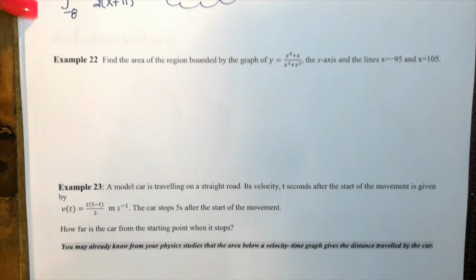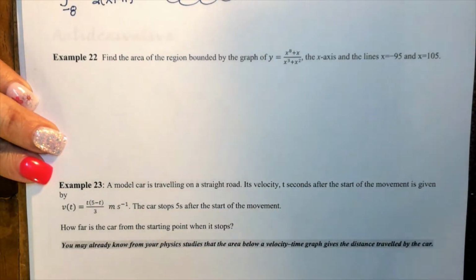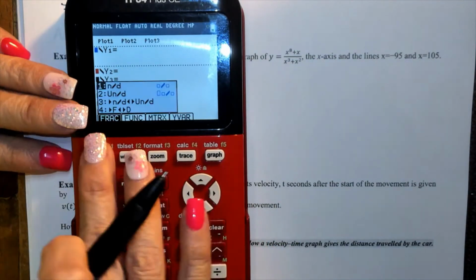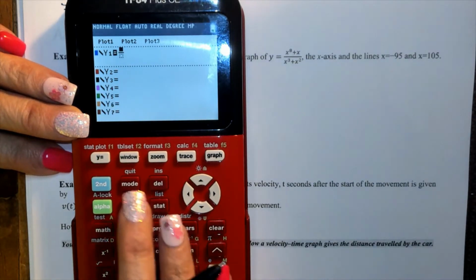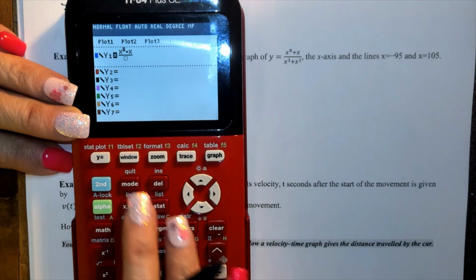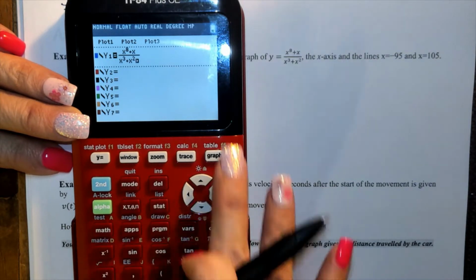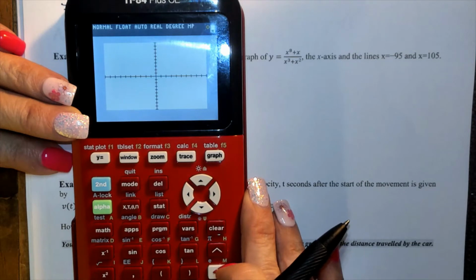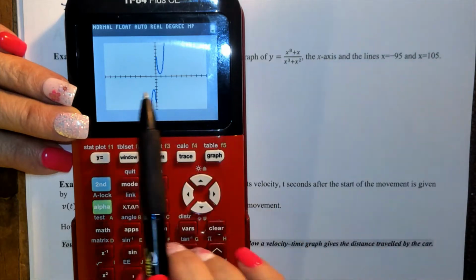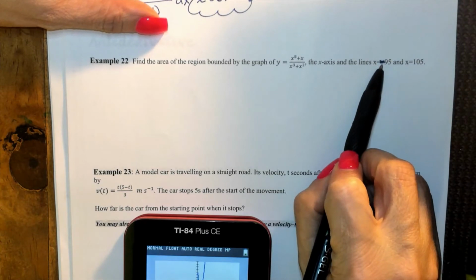All right, find the area of the region bounded by the graph, and so on. I'm going to let you do that one. Oh, you know what? I did not do that one. Okay, so let me go ahead and do it. I'm going to clear that out. Alpha y equals, here we go. X to the 8th plus x over x to the 3rd plus x squared, graph it. That's pretty. And we are going from 95 to 105. Okay, so the error was on my part. This should not have been a negative.